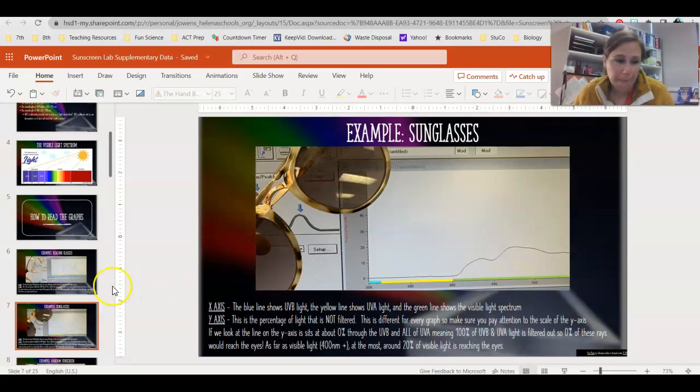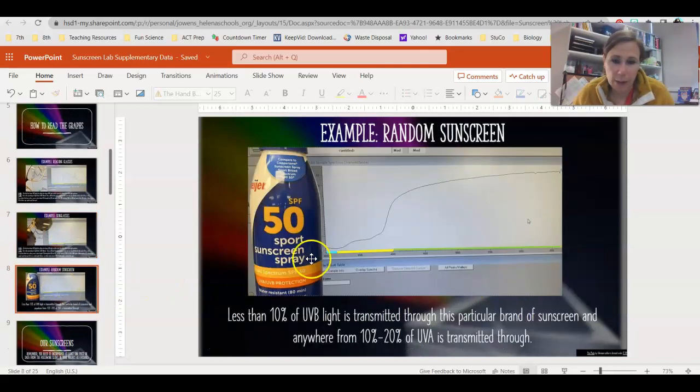That's what you want. Next one, again, blue is our UVB, yellow is our UVA, and green is the visible light. This is a sunscreen. It's kind of hard to see. I covered up the y-axis here, but this notch right here is 80, 70, 60, 50, 40, 30, 20, and 10. So it looks like less than 10% of our UVA is getting through.